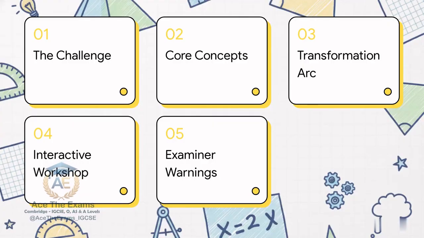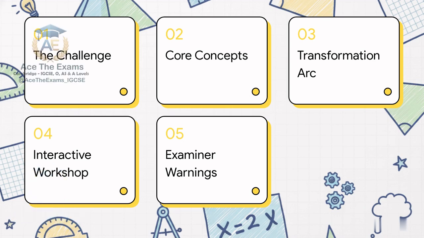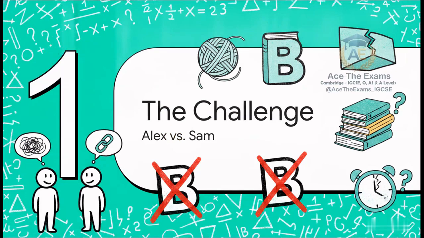So here is our roadmap for today's masterclass. 1. The challenge. 2. Core concepts. 3. The transformation arc. 4. An interactive workshop. And 5. Final examiner warnings. Let's jump in. Section 1. The challenge. Alex versus Sam.